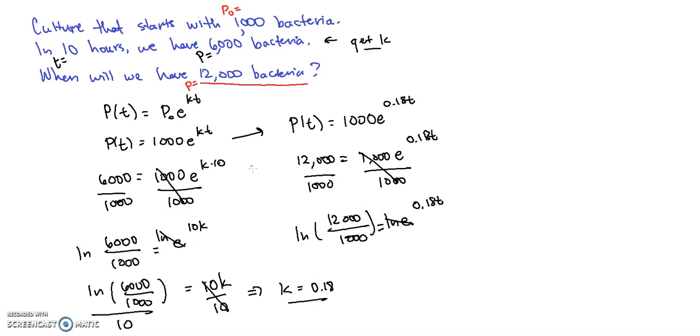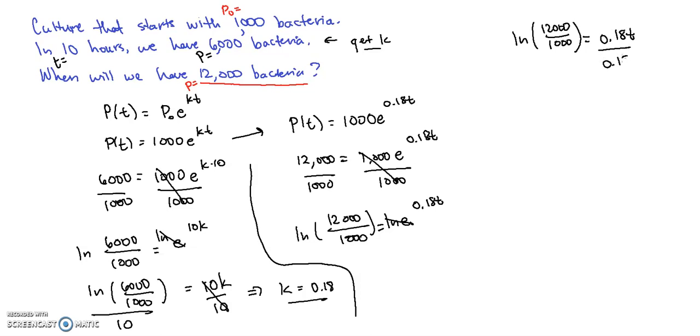Natural log and e cancel. So I'm going to have natural log of 12,000 over 1,000 equals 0.18t, and then we get t by itself. Okay, so we're going to put all that in the calculator super carefully, and we're going to get 13.8. Okay, 13.8 is equal to t.